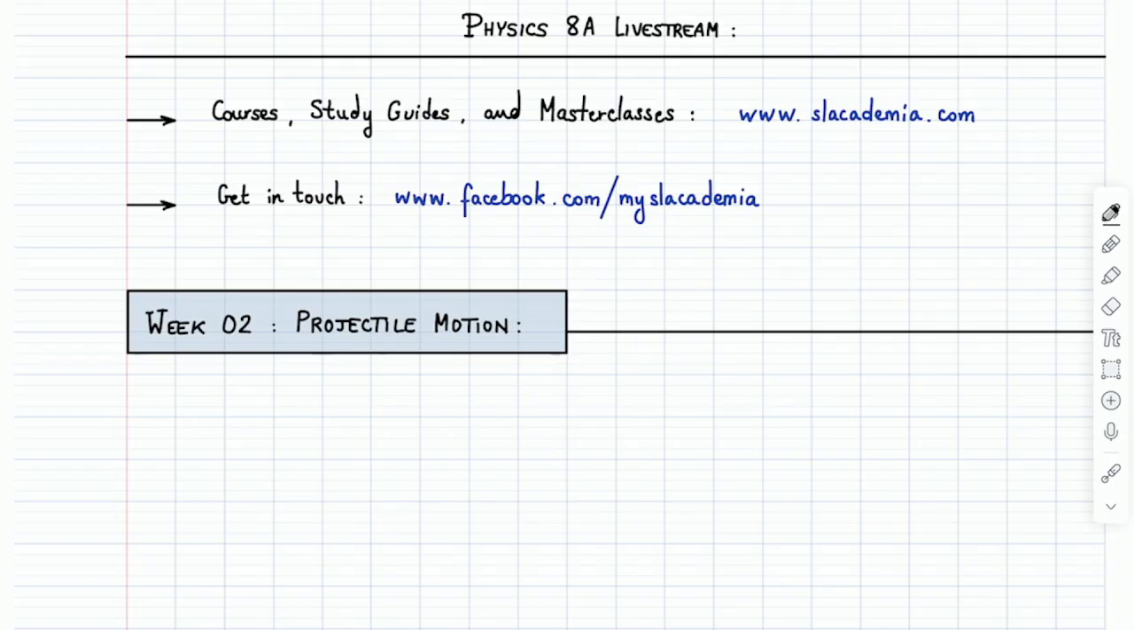This week is going to be week 2 and we're going to continue what we had started last week, which is kinematics, and we're just going to go ahead and generalize it to 2 dimensions. And that type of motion is a specific type of motion called projectile motion. So we'll dive into that.